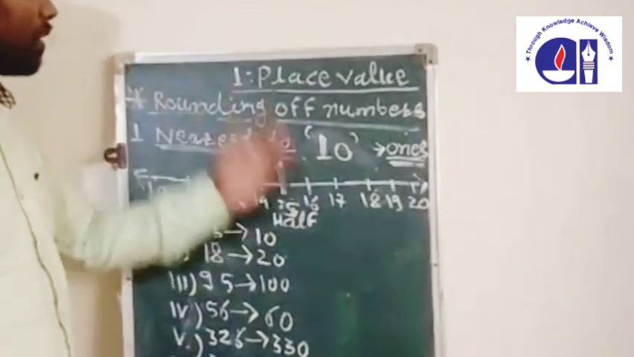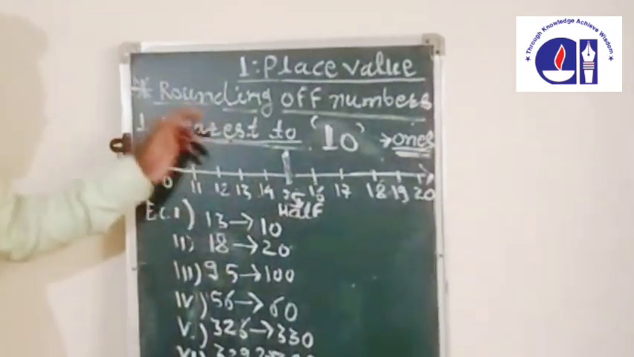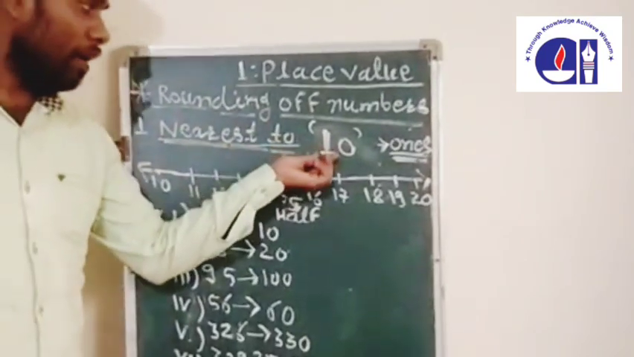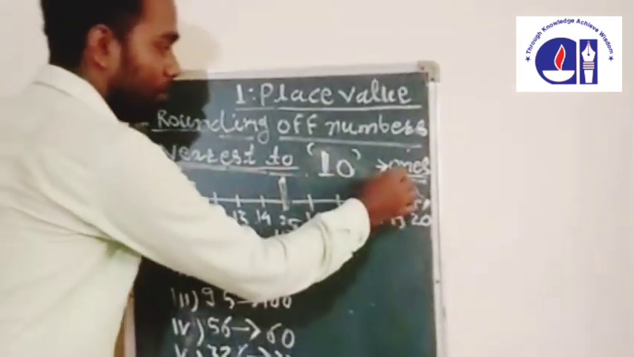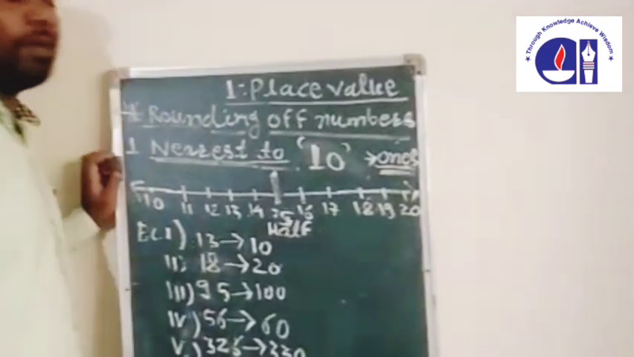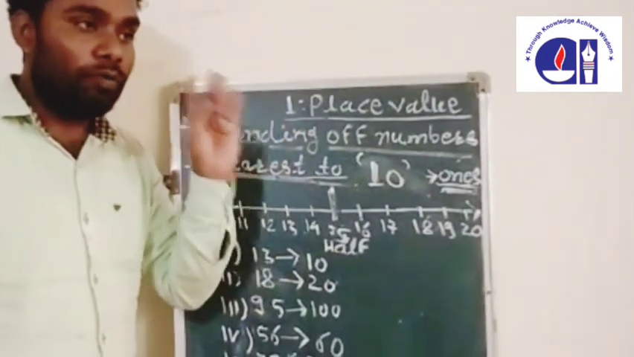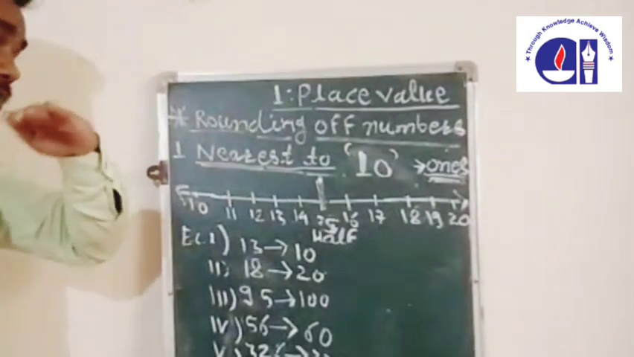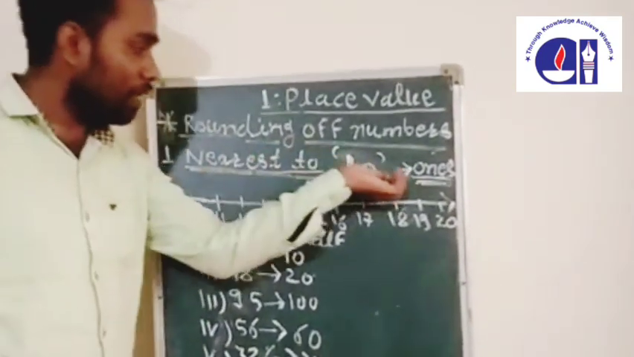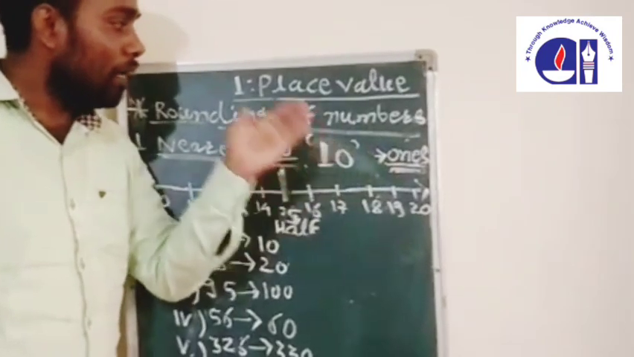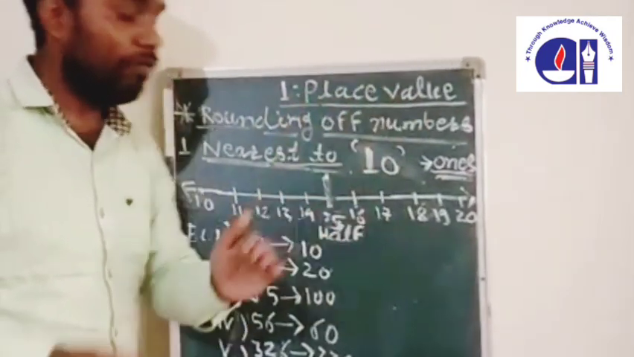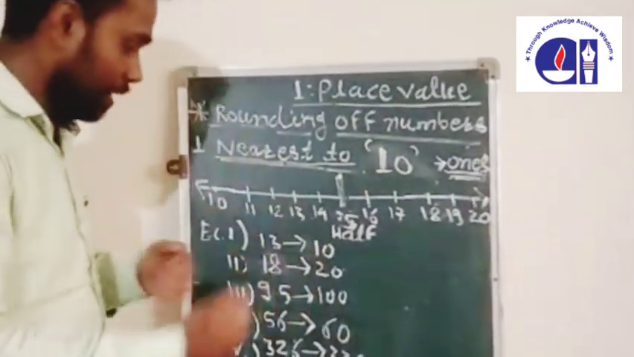So this way we have studied how to round numbers to the nearest 10. When we have to round to the nearest 10, we check the ones place digit of the given number. If the ones place digit is 0, 1, 2, 3 or 4, we round to the back 10. And if the ones place digit is 5, 6, 7, 8 or 9, we round to the next 10.